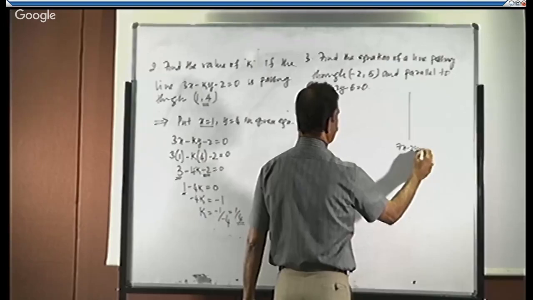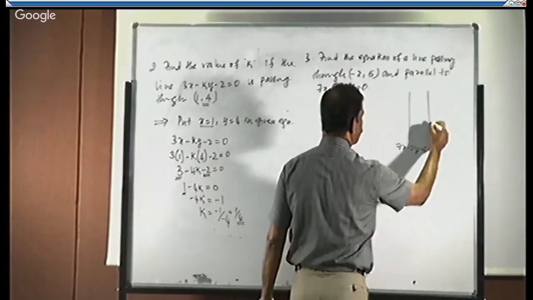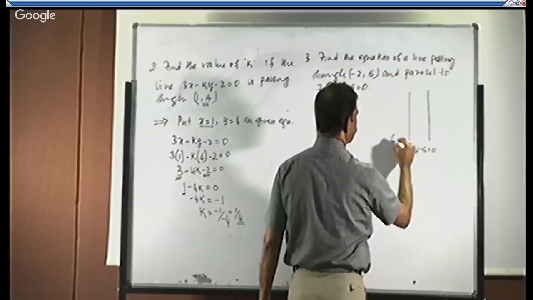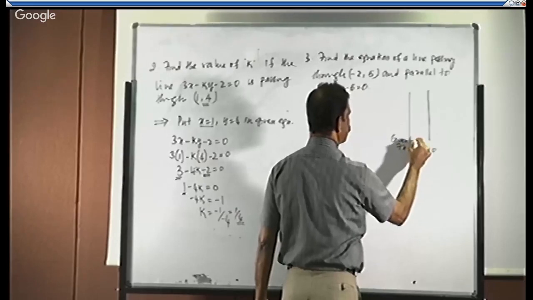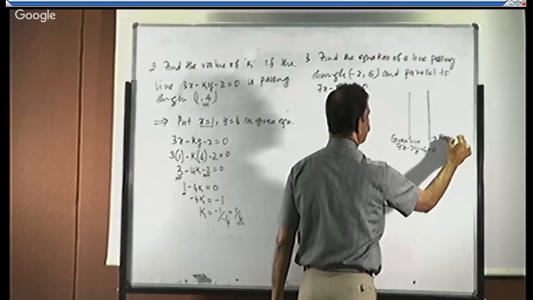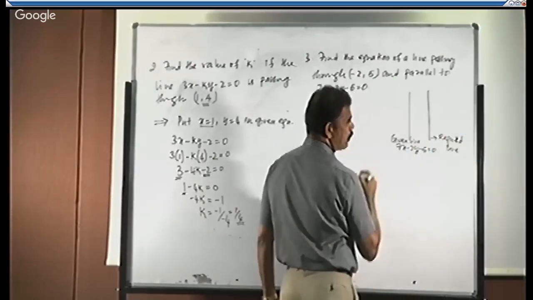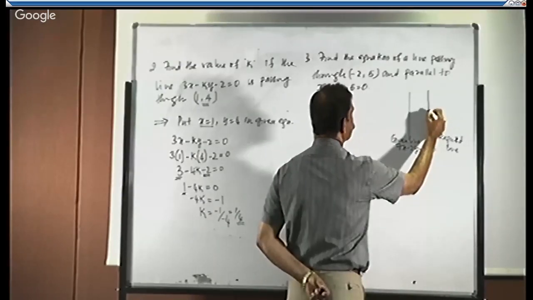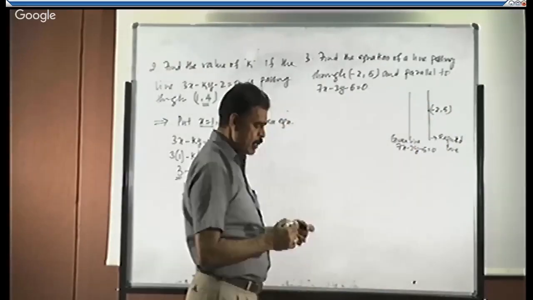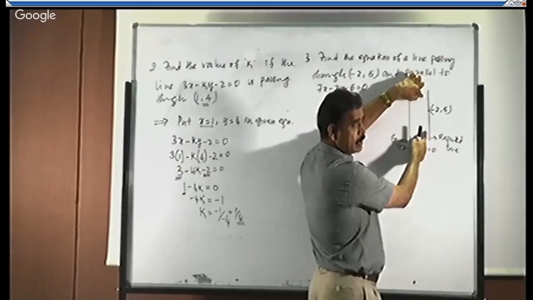What is that equation? 7x minus 3y minus 5 is equal to 0. This is the line whose equation is to be found, the required line. This is the given line. This is the required line. This line is passing through some point, that is (-2, 5). But the lines are what? Parallel. I need the equation of this line.